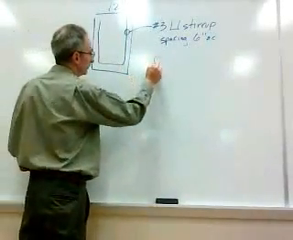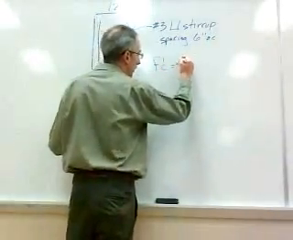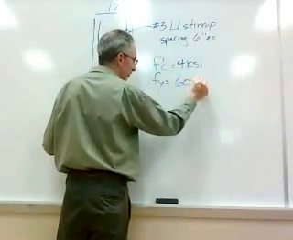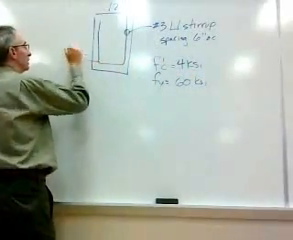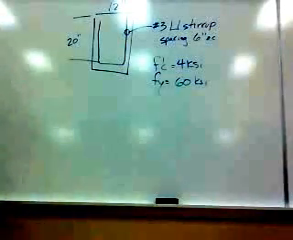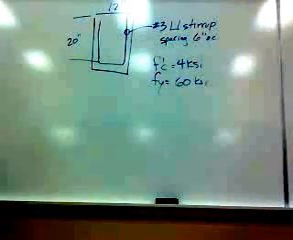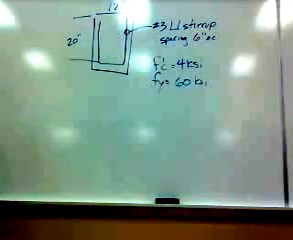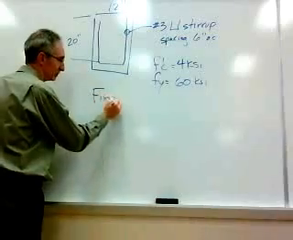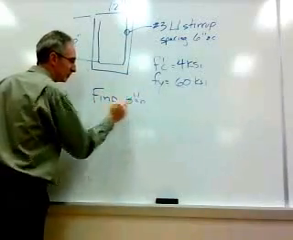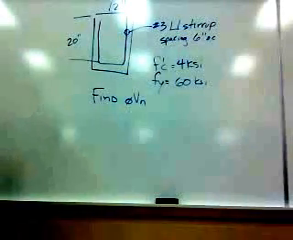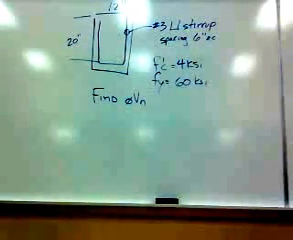Concrete strength is 4 KSI. Yield strength of steel is 60 KSI. We'll say by effective depth, d, 20 inches. And our job here in this example will be to find the design shear capacity of this beam.